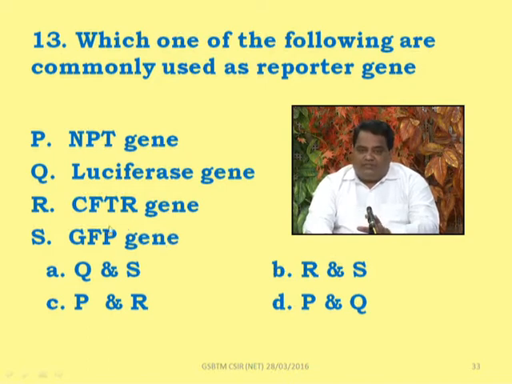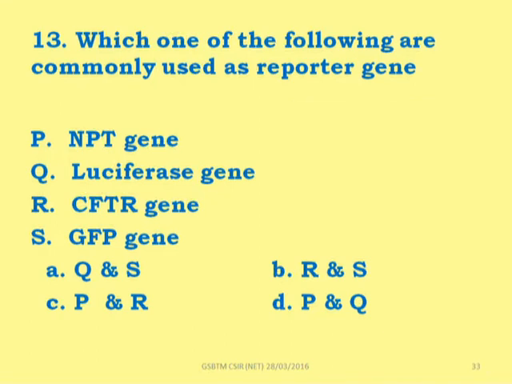Green fluorescent protein is produced by the green fluorescent gene and it can be used as a reporter gene in transgenic animals as well as transgenic plants. So these two, the luciferase gene and the green fluorescent protein gene, are the most commonly used reporter genes for fusion with specific transgenes, and they can be used to discriminate between recombinant, meaning transgenic, and non-transgenic. So the answer will be Q and S. Where is Q? This one. A is the right answer, Q and S. This is the right answer.